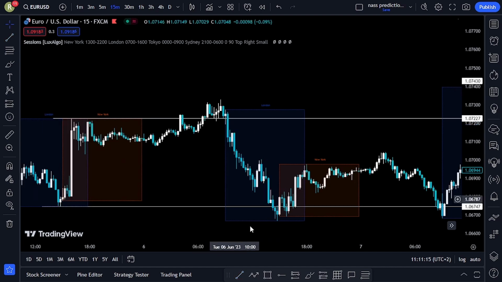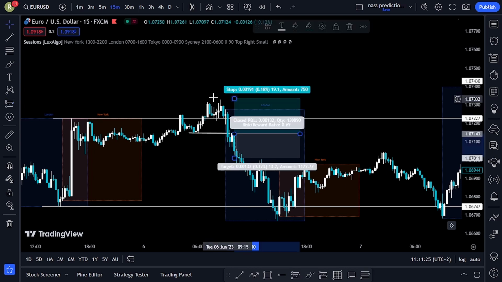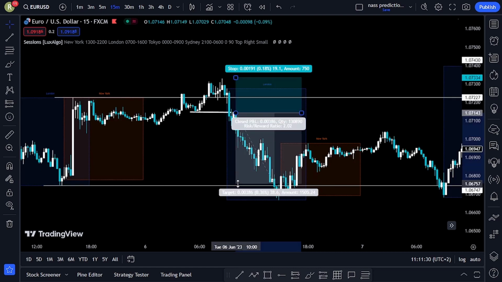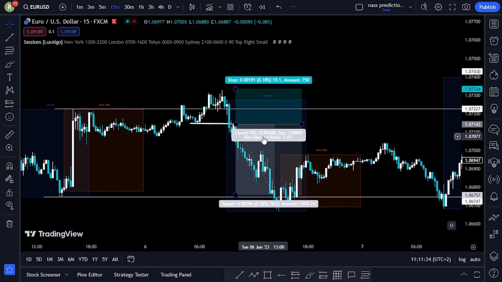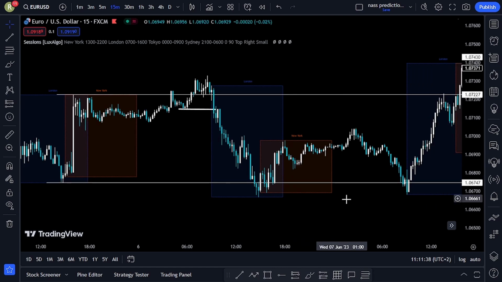Right around here we have a break of structure to the downside. We know the market is going to move to the downside, so we take our short position, put our stop losses right above the highs, and take our profit at the London lows. This trade gives us a total of 2R, which is not our best trade, but it is at least something.